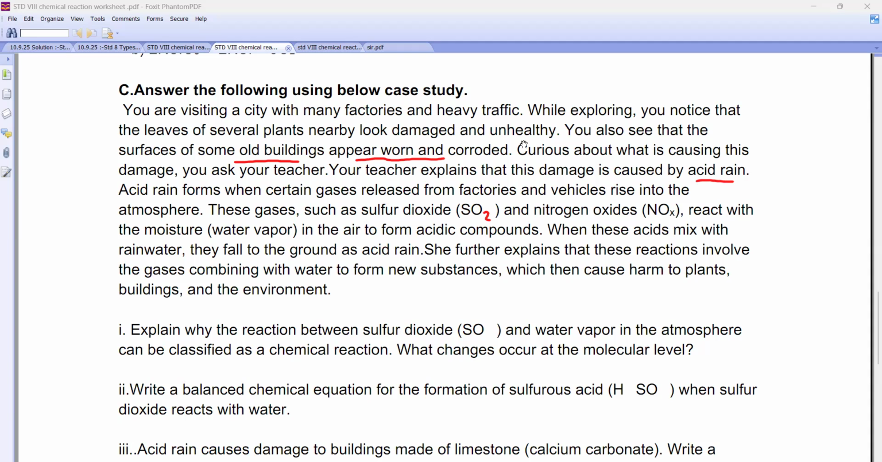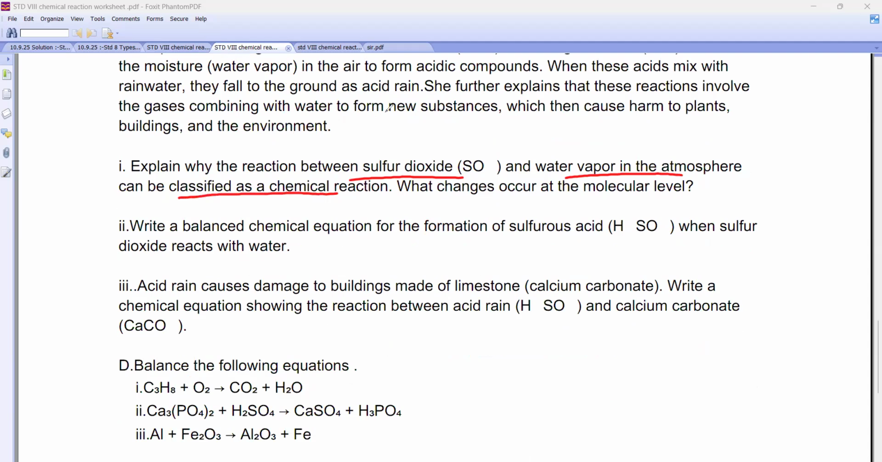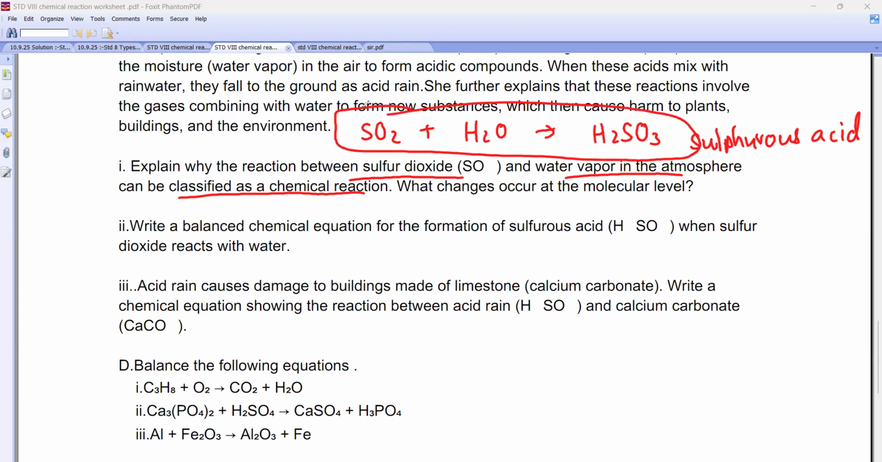Explain why the reaction between sulfur dioxide and water vapor in the atmosphere can be called a chemical change. Why? Because sulfur dioxide plus water, it will give you what, beta? Sulfurous acid. And this acid will fall down and come down as acid rain. Clear? So what changes occur? You can write this reaction. This is a change and acid is formed. And if this acid falls on the building or marble, the Taj Mahal becomes yellowish because of all this acid rain.